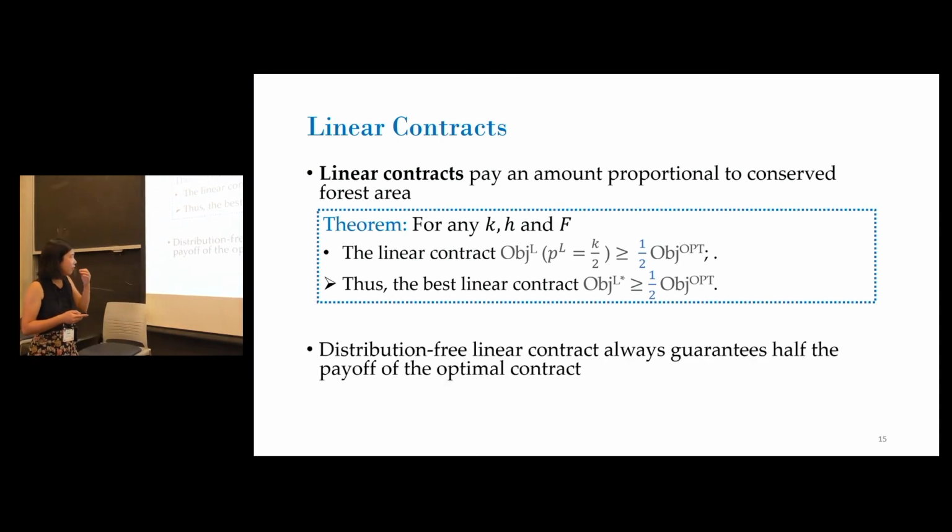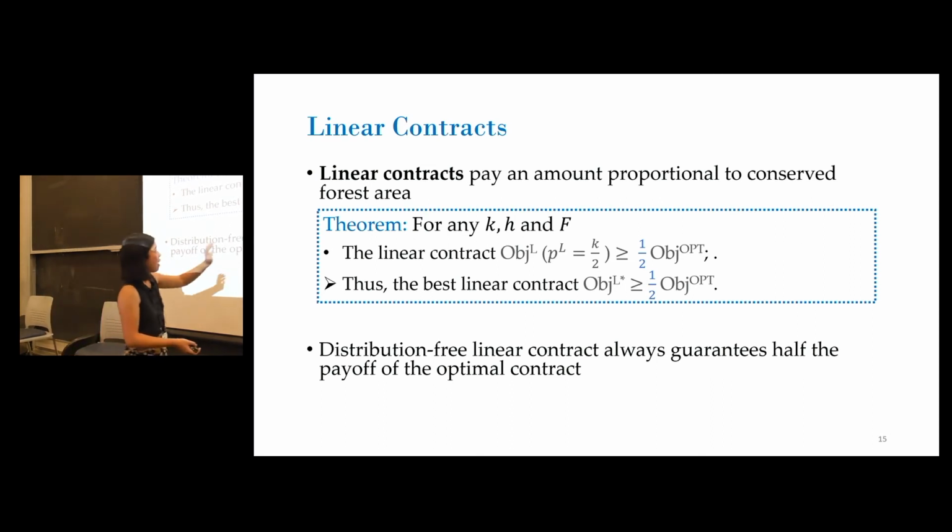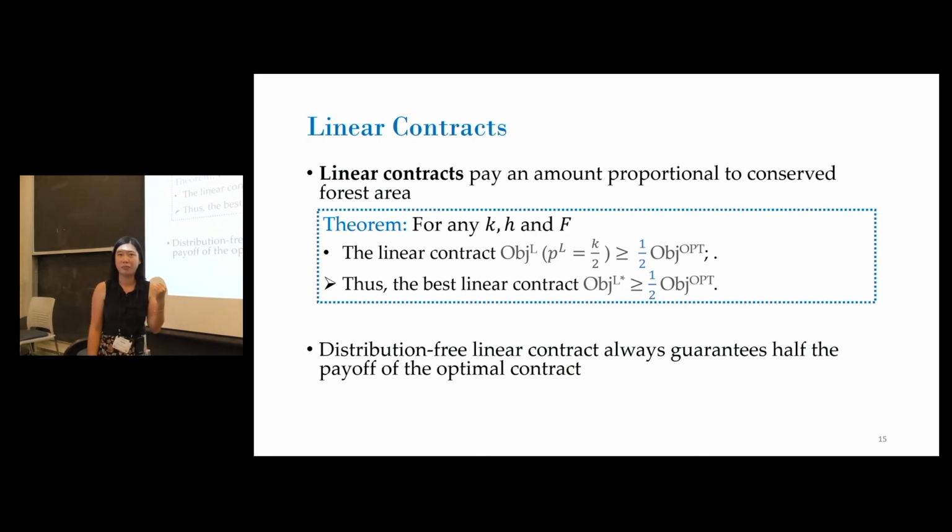Okay, and just to repeat what's surprising here, this linear contract does not depend on my values of K or H. Actually, the only thing it depends on is the value of K. It doesn't depend on H, it doesn't depend on F. Okay? What I'm doing is my per unit price is going to be K over 2, which is half of my environmental value per unit land.